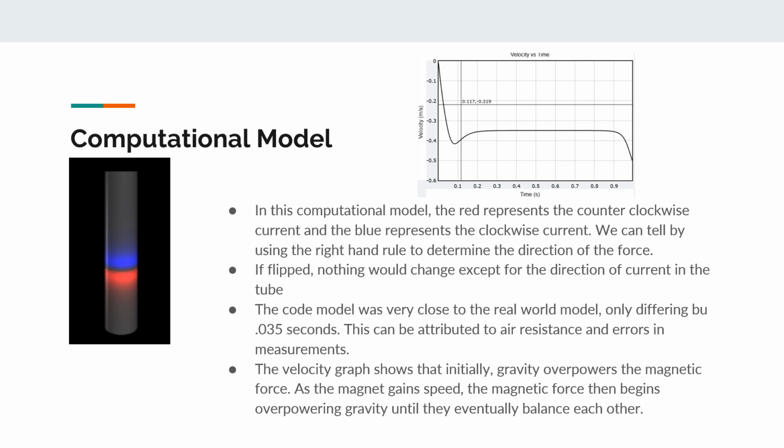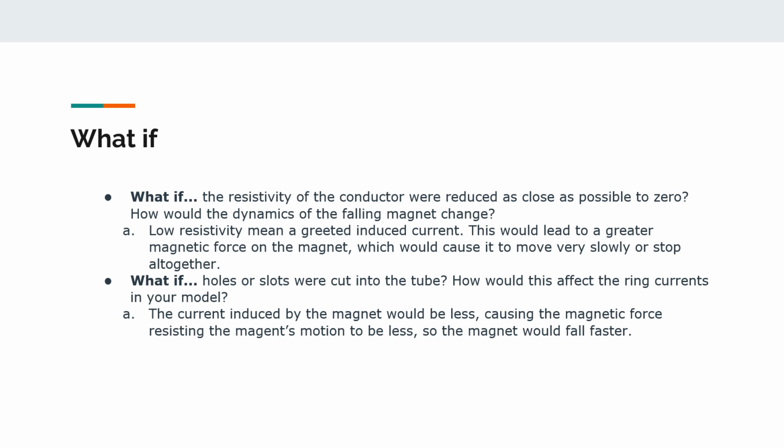This velocity graph shows that initially gravity overpowers the magnetic force, then the magnet overpowers gravity, but eventually they balance out. If the resistivity of the conductor was reduced to zero, then the induced current would be much greater, and the force acting on the magnet would be greatly increased, meaning that it would move super slowly or just stop moving altogether. If there were holes or slots cut into the tube, the current induced would be less, and the magnetic force would be less, so it would fall faster.